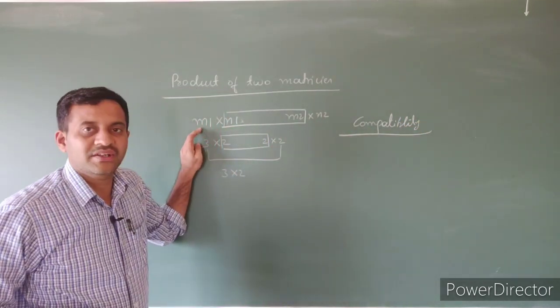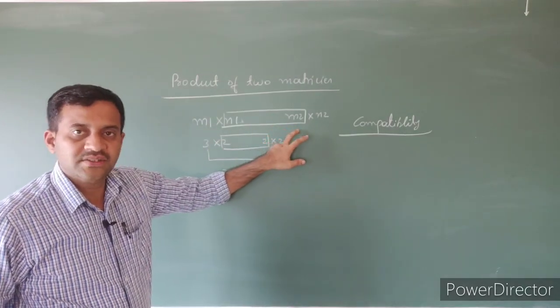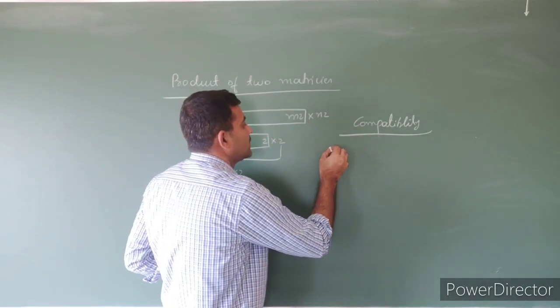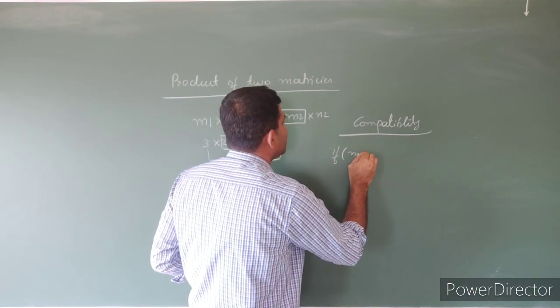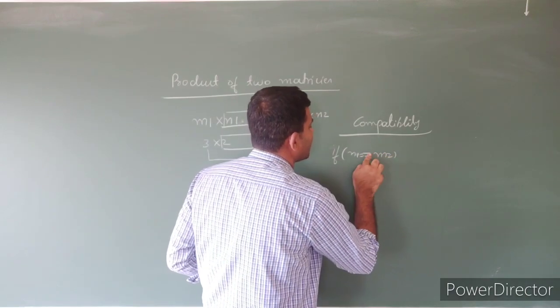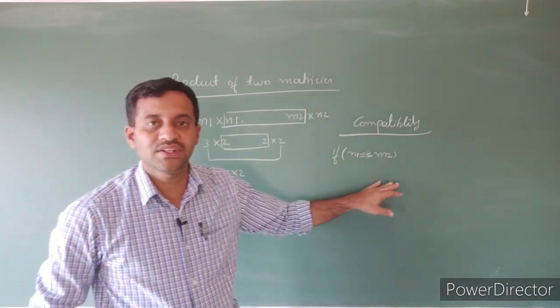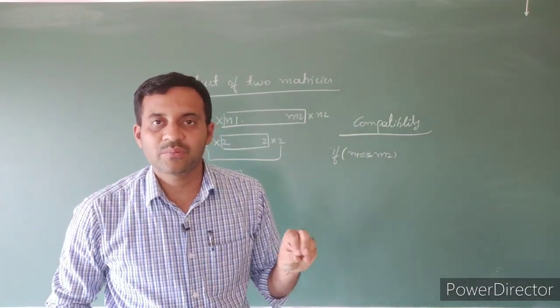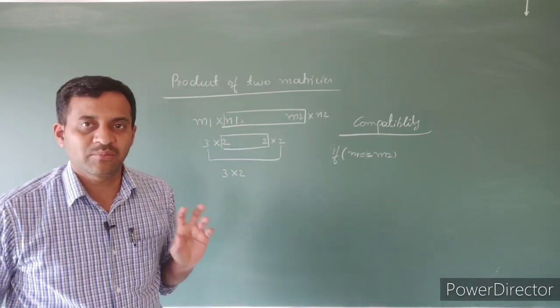If the first matrix order is M1 cross N1 and the second matrix order is M2 cross N2, then the condition is: if N1 is equal to M2. If this condition is true, then we can perform the product of two matrices. That is the condition for compatibility.